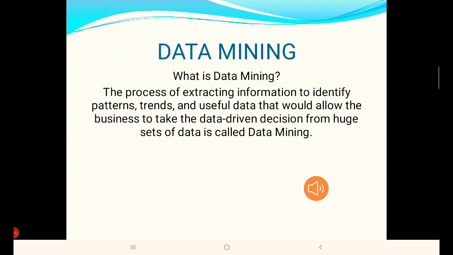First, we should know what data mining is. It is a process of extracting information to identify patterns, trends, and useful data that would allow the business to take data-driven decisions from a huge set of data. So, the main concept of data mining is extracting information, identifying patterns, and allowing the business to take data-driven decisions.